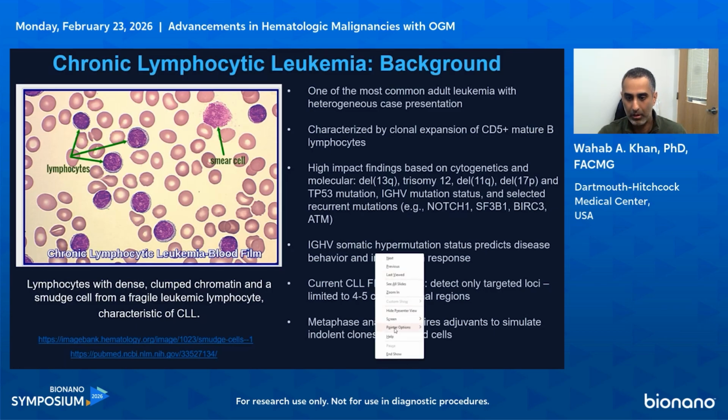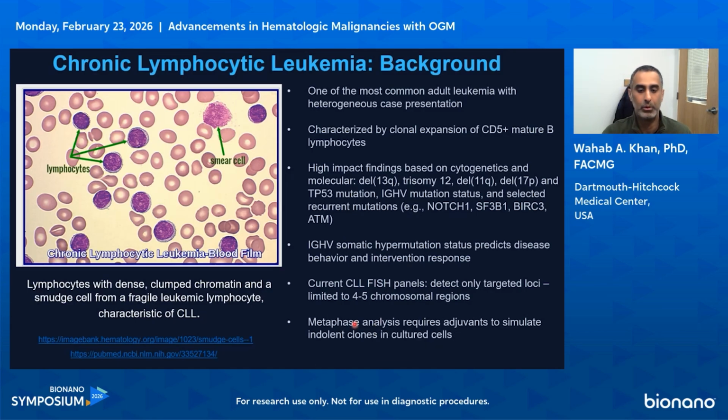I'm just going to turn on the pointer here so we get some context. And so on the left side, as I noted, there's this dense clumped chromatin that you see in these green arrows, as well as these smear cells that are by definition much more fragile leukemic lymphocytes, these being characteristic of CLLs. So just to give you that overview.